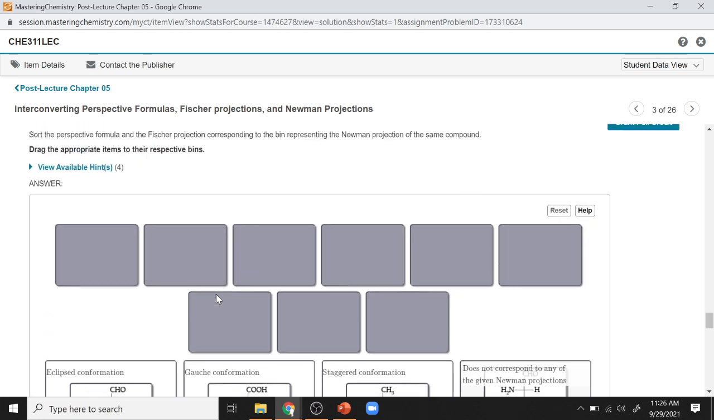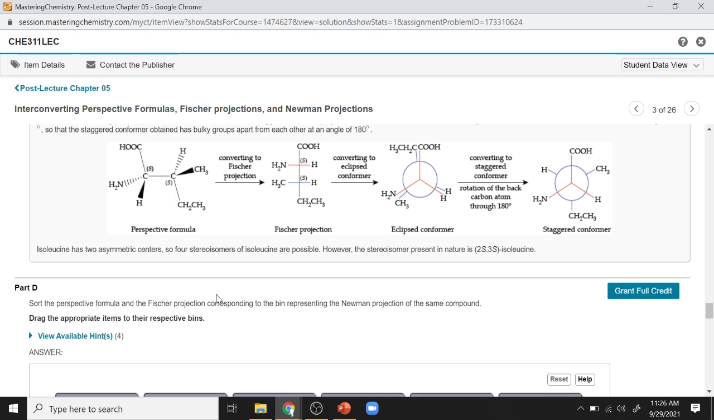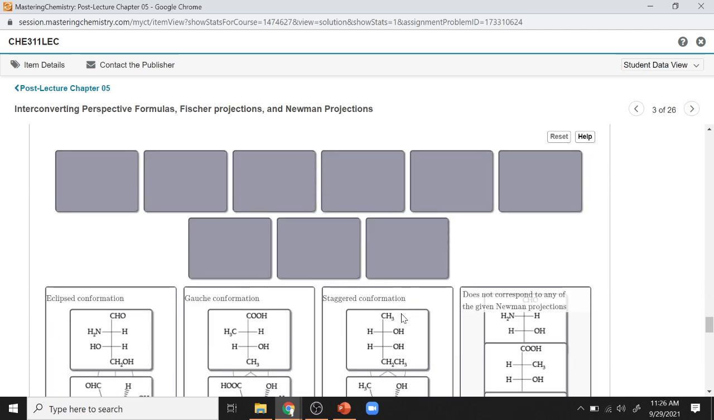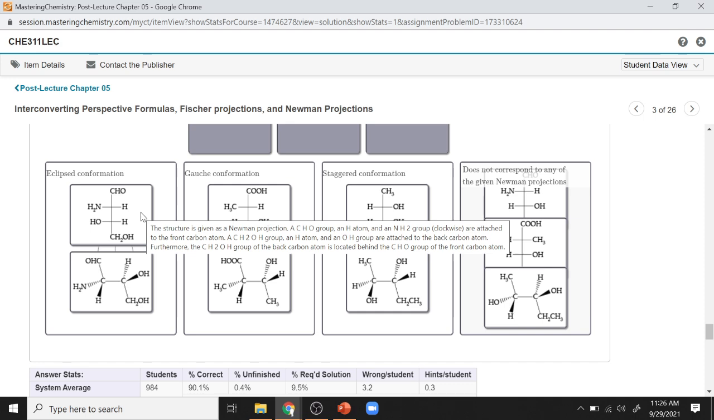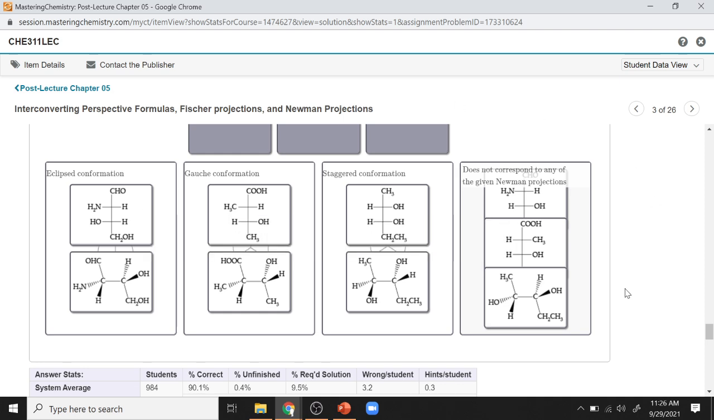Sort the perspective formula and the Fischer projection corresponding to the bin representing the Newman projection of the same compound. So it shows you this one, right? The Fischer? Okay, that sentence doesn't say what it is. Those are not Newman, are they? There is not a single Newman projection in there. So I had to reread it for a second. Okay. Anyways, we have Fischer projections. We're trying to match them up with perspective drawings, right?